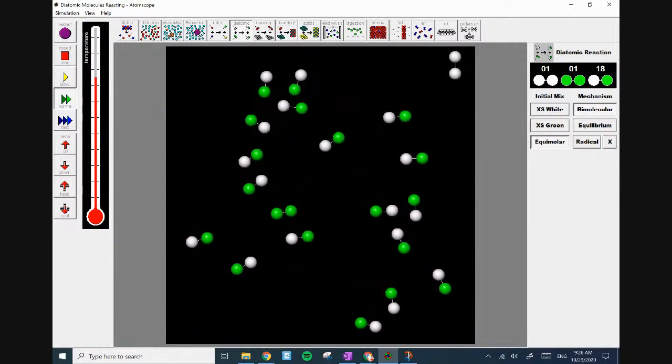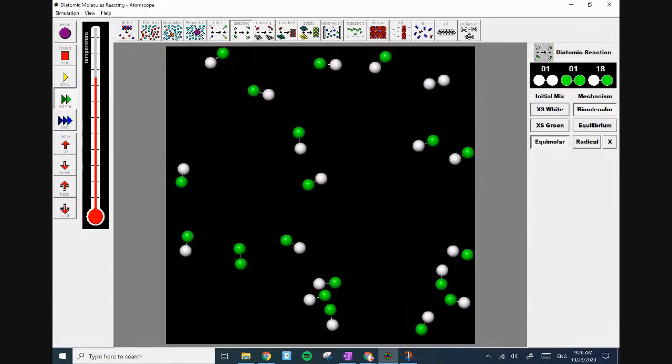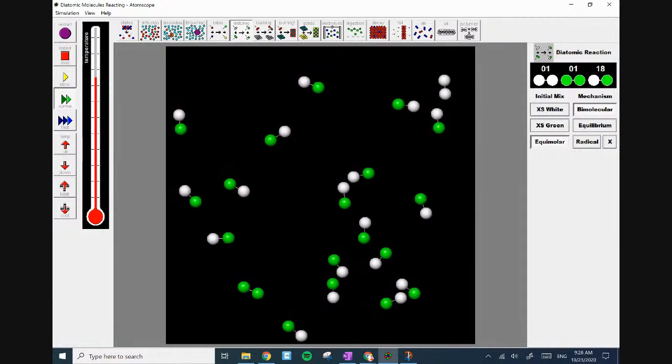This is killing me. Come on, this makes me want to cry. I know, right? This is what happens when you get to low concentrations.